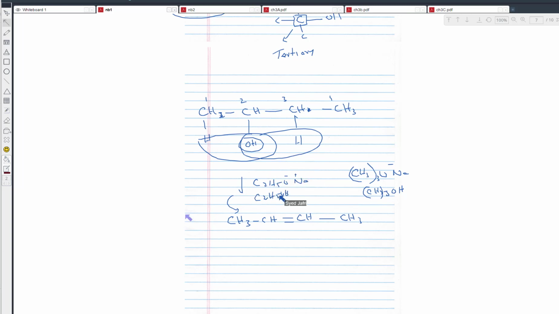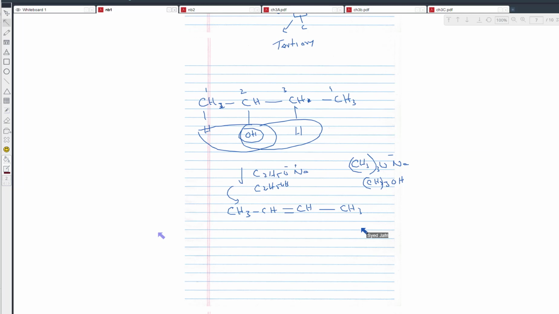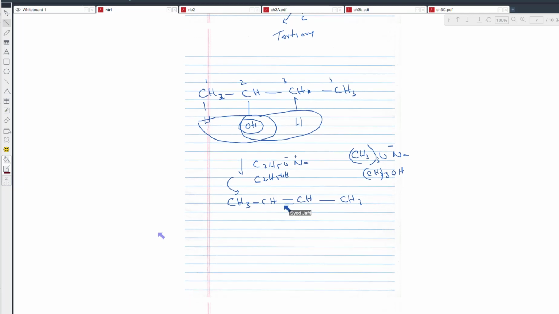But suppose you want 1-butene as a major product, then we use a bulky base, because it is difficult for a bulky base to go in the middle of them. So we just want easy access to that one, and that's this one. Okay, so this one is going to be 2-butene, and that's called Saytzeff rule.